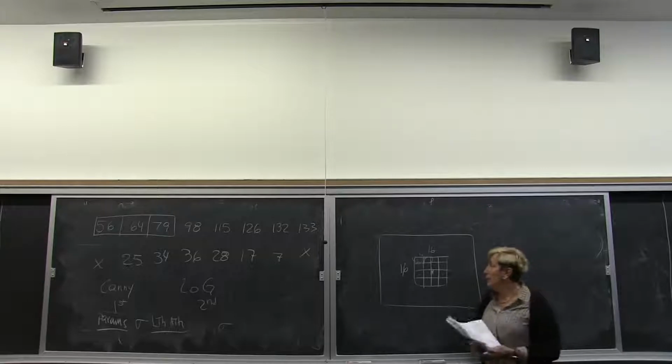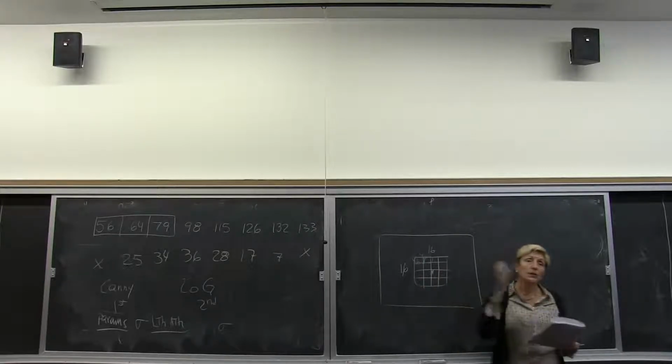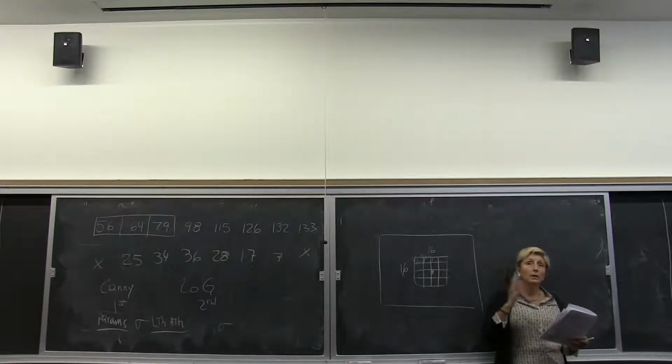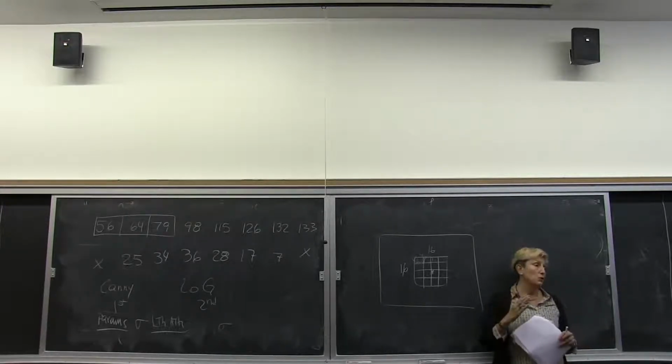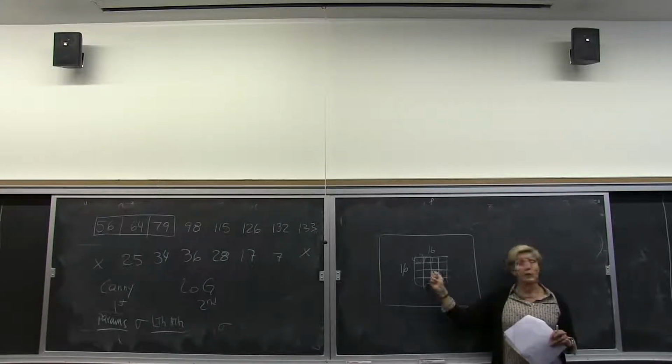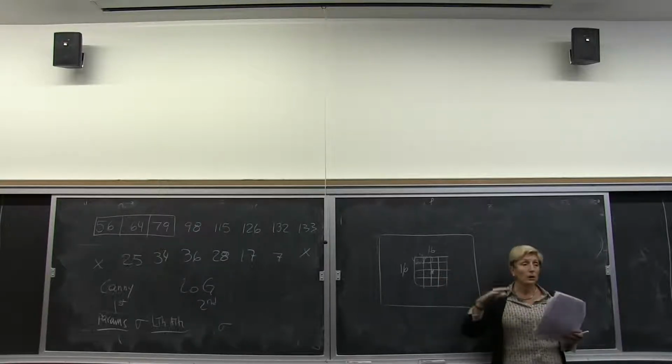Now, the histograms of the orientations are computed not with absolute orientations, but with respect to the orientation of the feature. So it's relative orientation. So we know what the orientation of the feature is. We know what the scale of the feature is. And so we're going to compute these histograms based on that.